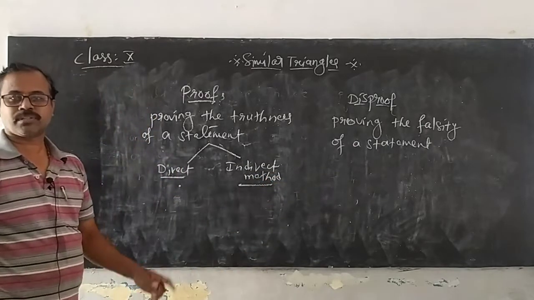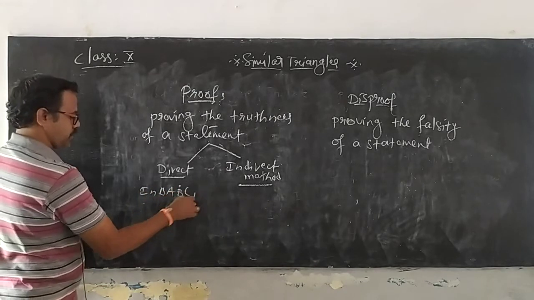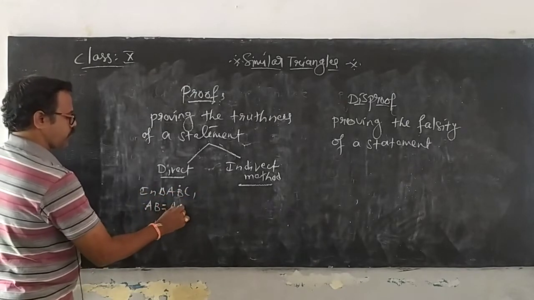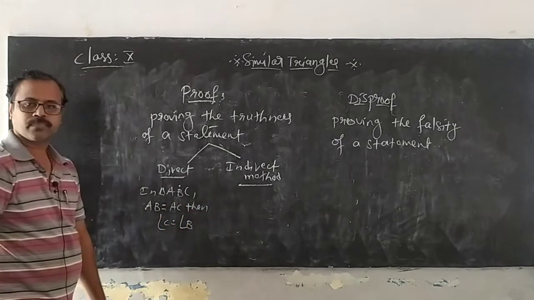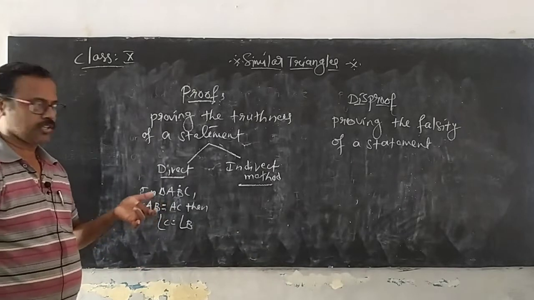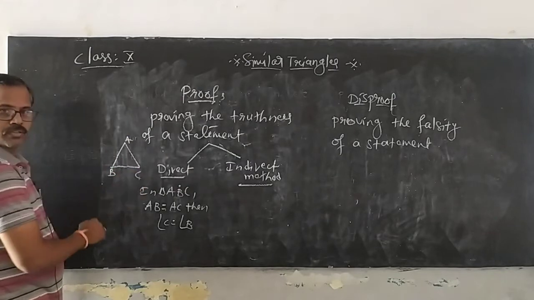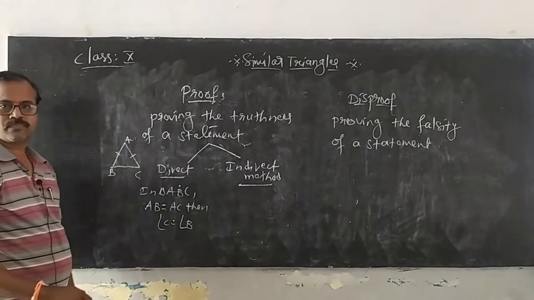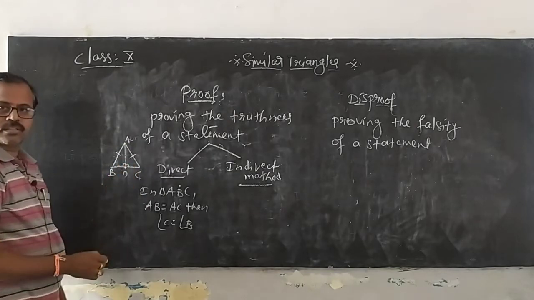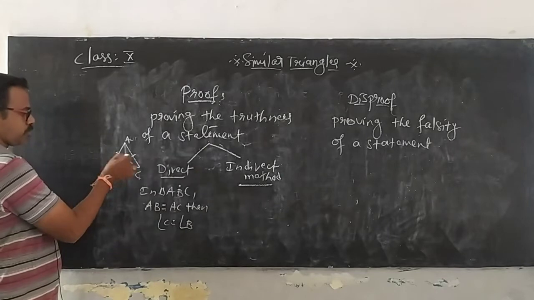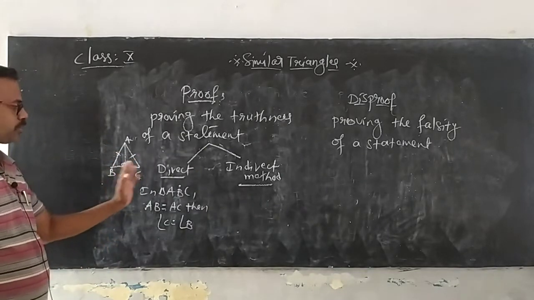For the direct method I give you an example. In triangle ABC, AB is equal to AC, then angle C is equal to angle B. For this you use the direct method. You take a triangle ABC, given that AB is equal to AC. Now you draw a perpendicular, it will divide the base at D, then in the right angle triangles you use the congruency property and you say angle C is equal to angle B. This is the direct method that you follow.